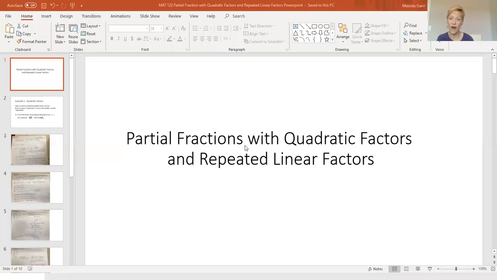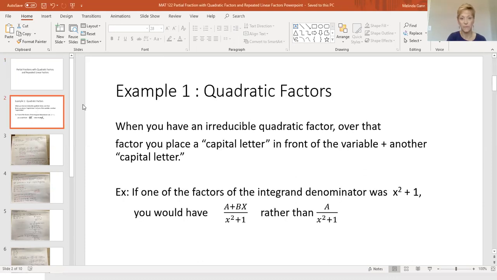So partial fractions, still doing the same thing, but this time we throw in some quadratic factors that we can't factor any further or a repeated linear factor. Okay, so let me talk about the quadratic ones first. When you have an irreducible quadratic factor, before you put capital letters like an A over a linear factor plus a B over a linear factor plus a C over a linear factor and so forth.